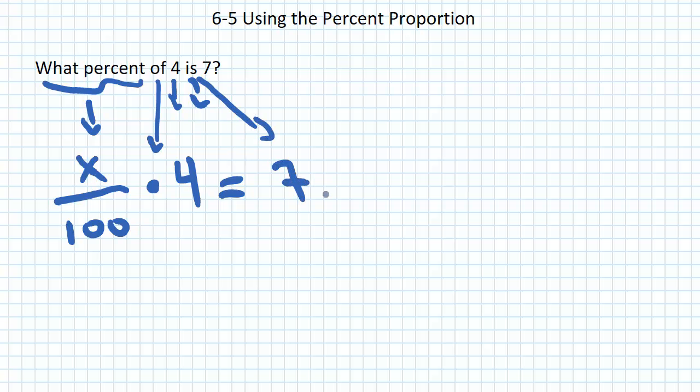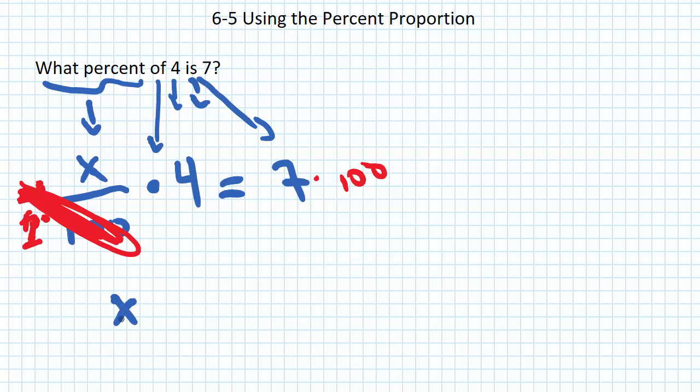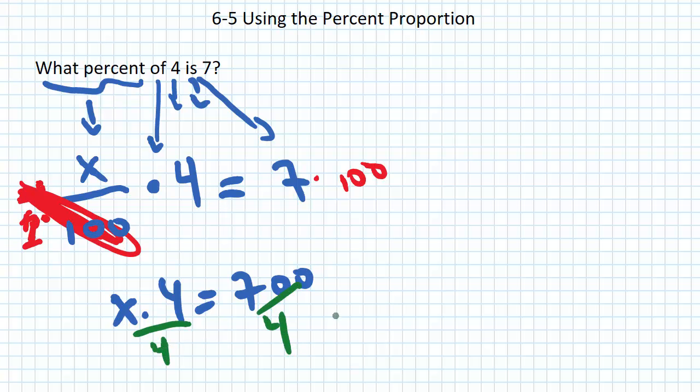Now I just solve this equation. X over 100 times 4 equals 7. So what divided by 100 then multiplied by 4 gives me 7. So I can multiply both sides by 100, because 100, oops, that should be over 1, because 100 over 100 gives me a factor of 1. So I get x times 4 equals 700. Divide by 4, divide by 4. 4 over 4 gives me a factor of 1.